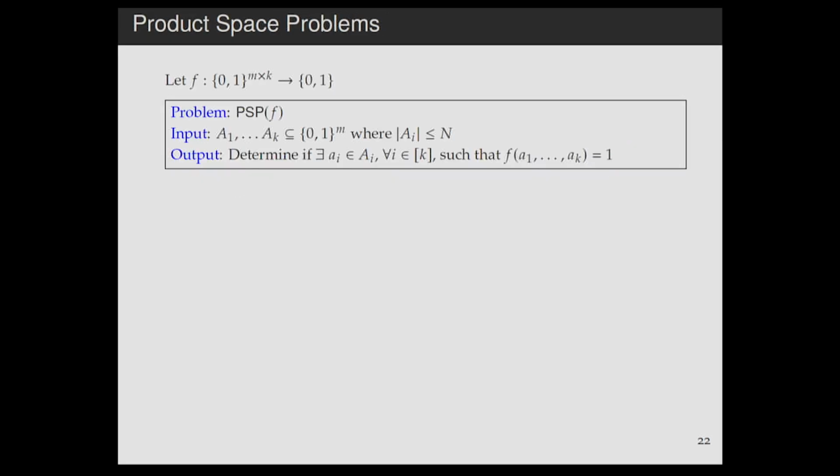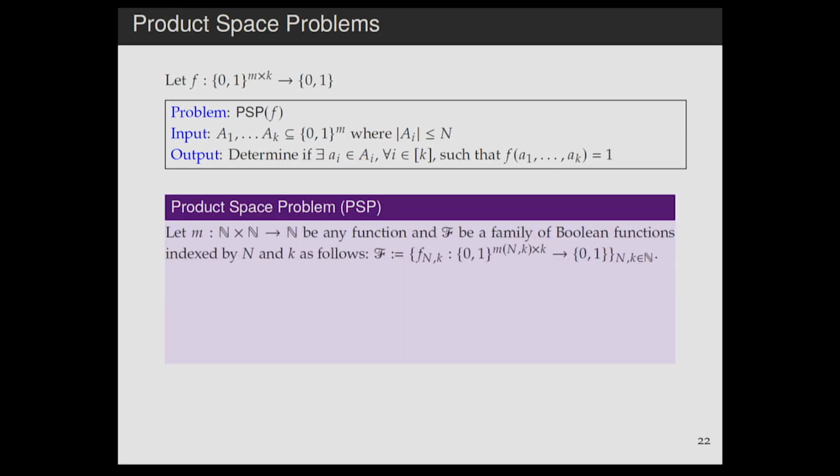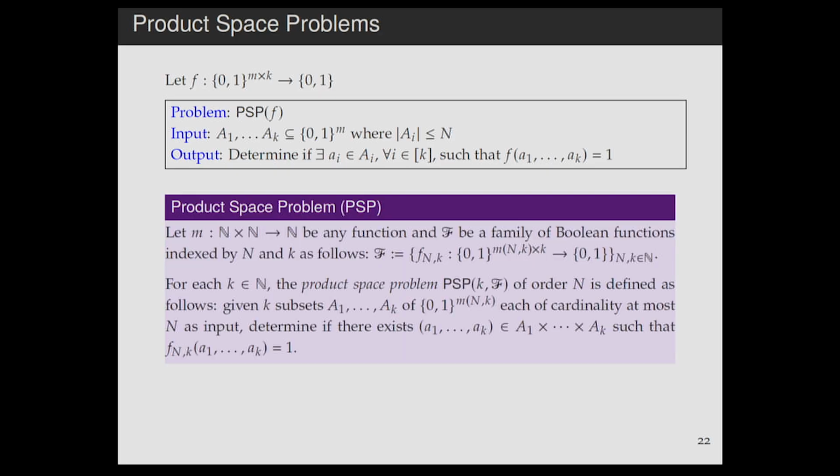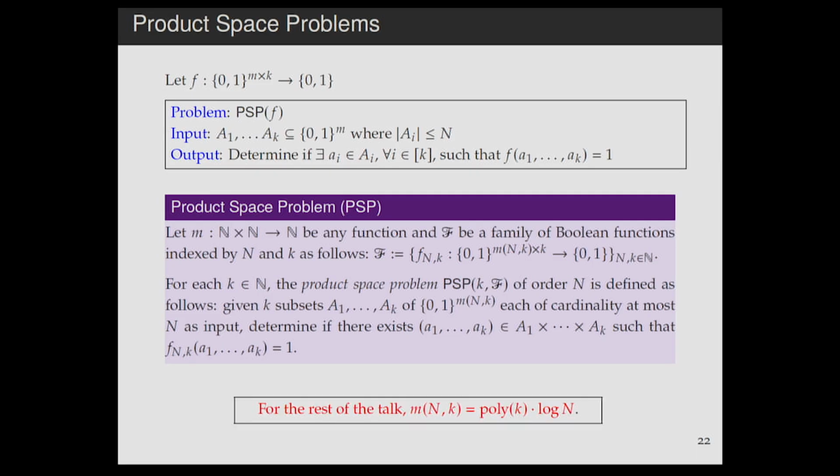Okay, so what is the product space problem? In short, the product space problem is a problem where the input is a bunch of sets A1 to AK, and you have some predicate F, and the predicate shouldn't depend on the input. It can depend on the input size, but not the input itself. And what do you want to check? You want to check whether you can select one element from each set that satisfies the predicate. If you want to be formal, you have to parameterize based on the problem size and so on, but this is not too important here.